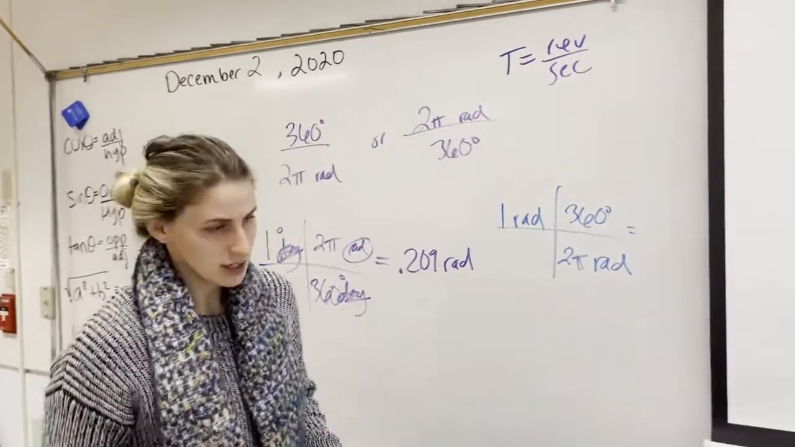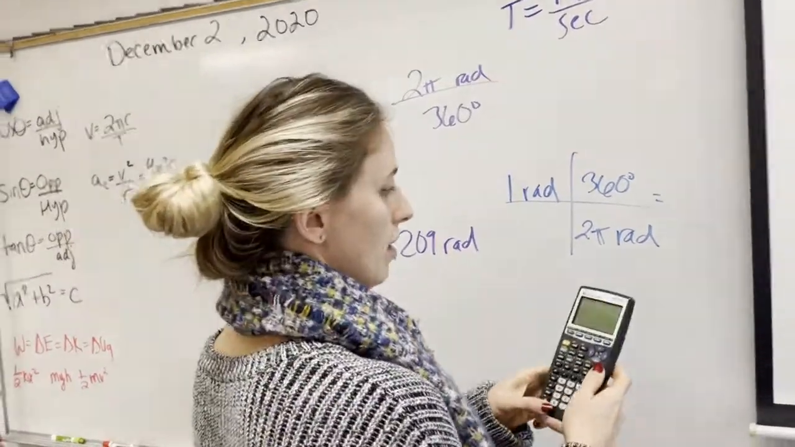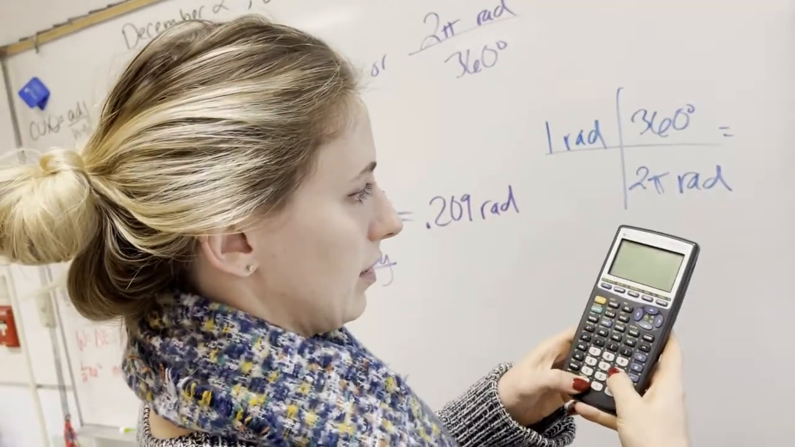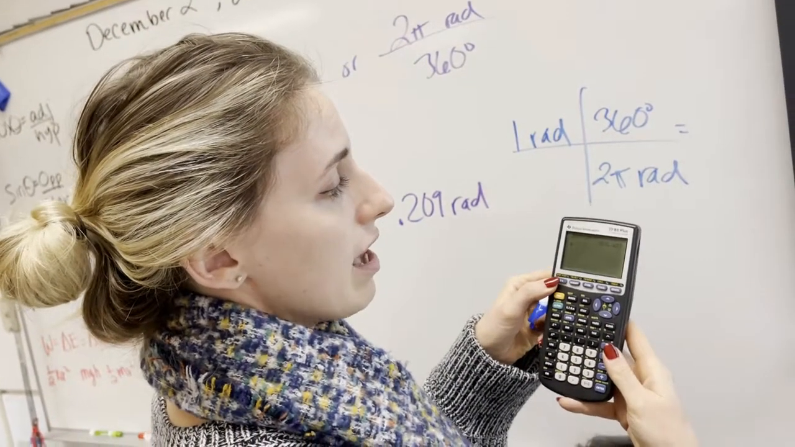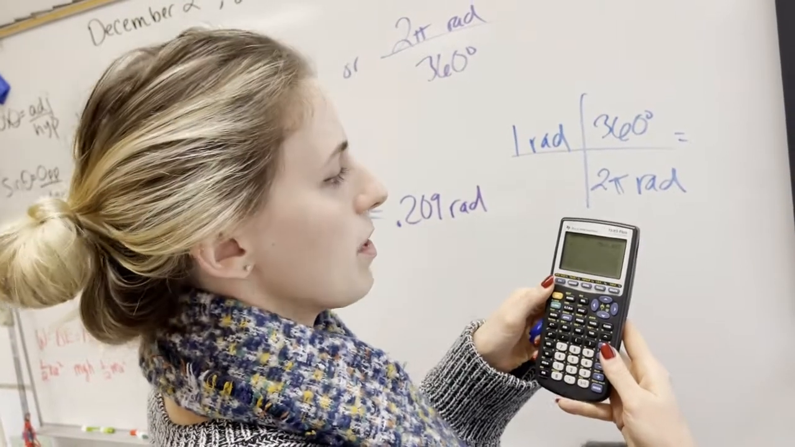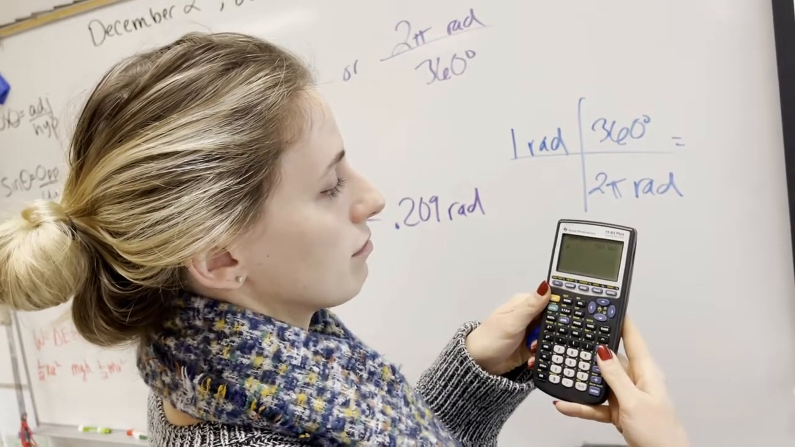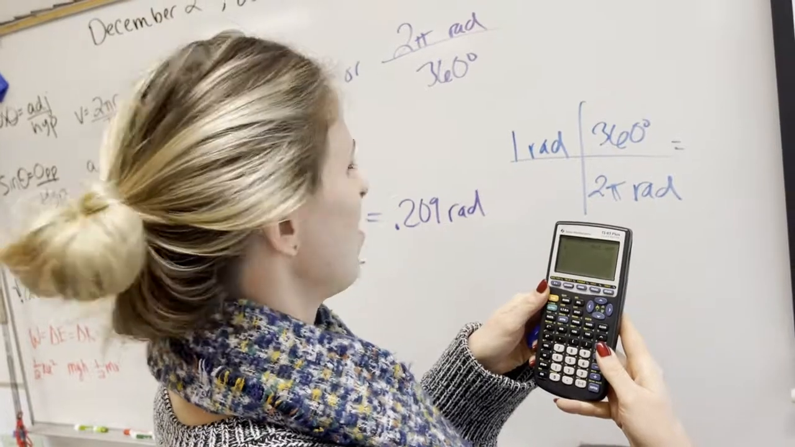Okay, so basically this one's just 360 divided by 2 pi. And again, I don't have to put the radian in there. 2 pi, and I get 565. Is that right? That's not right.